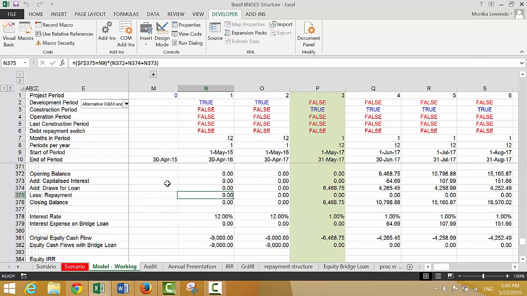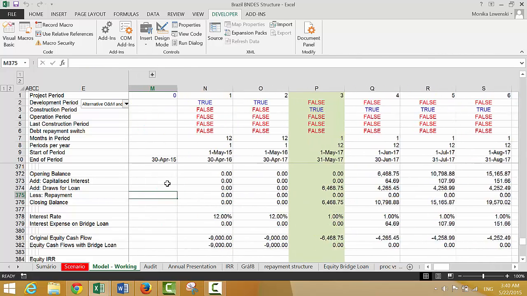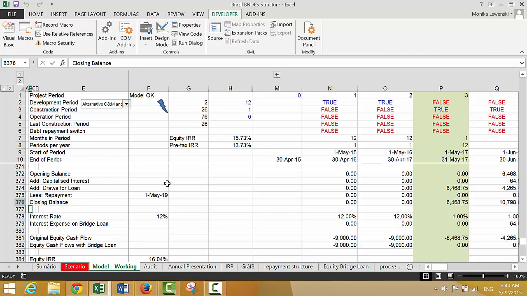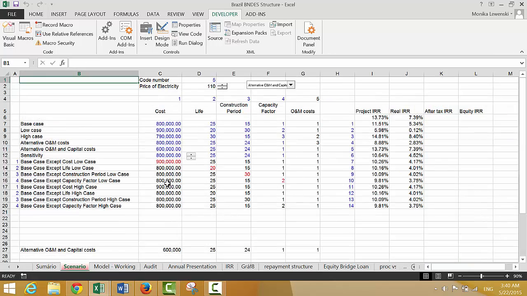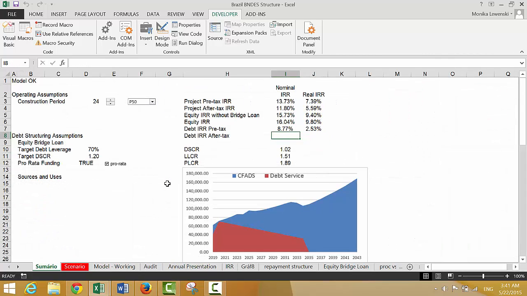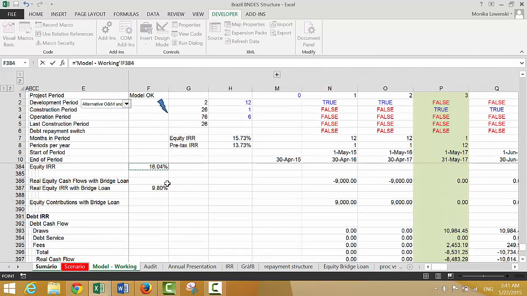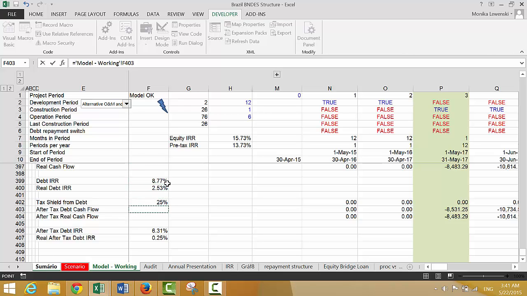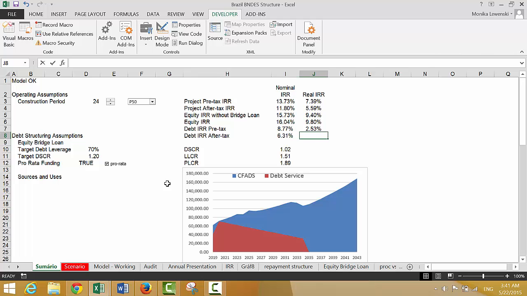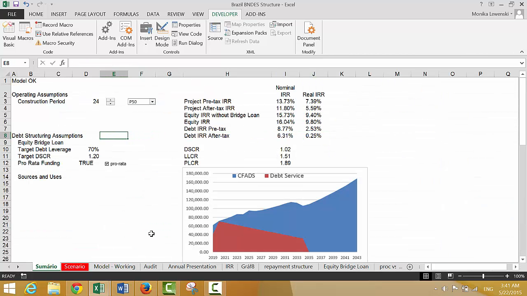Okay, I found a little mistake. When I repaid the equity bridge loan, I didn't include the interest capitalization in the very last period, and that screwed me up. So it took me a long time to kind of get that. Now let's put the after-tax debt IRR. Oh no, it's still wrong. Oh no, maybe not. In real terms, it's not much more than inflation, okay?